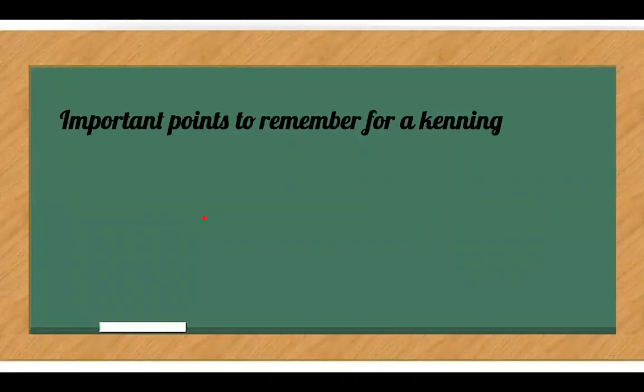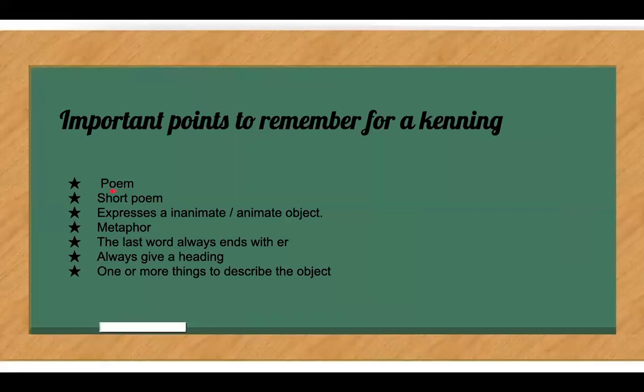Now, important points to remember for a kenning. A kenning is a poem, and it's not only a poem, it's a short poem. It expresses an inanimate or animate object, so it can express both. Suppose you're thinking of a pillow. You can make a kenning on a pillow. You can even make a kenning on an animate object like a human. And it uses metaphors. If you want, it can even use similes, but mostly a kenning uses only metaphors.